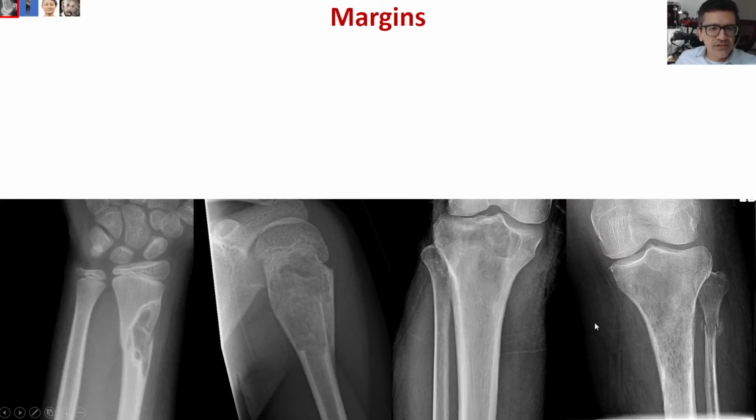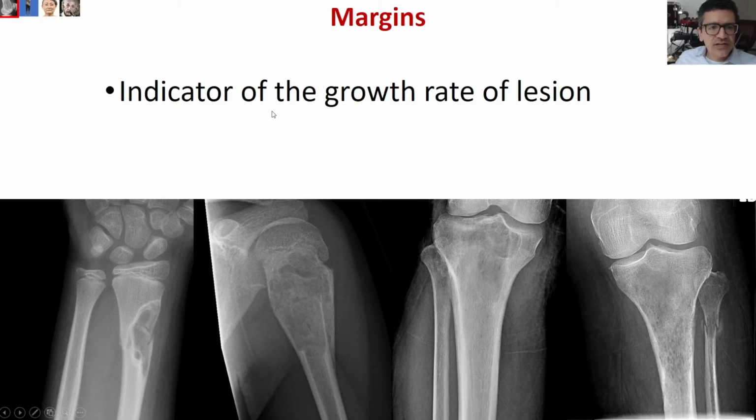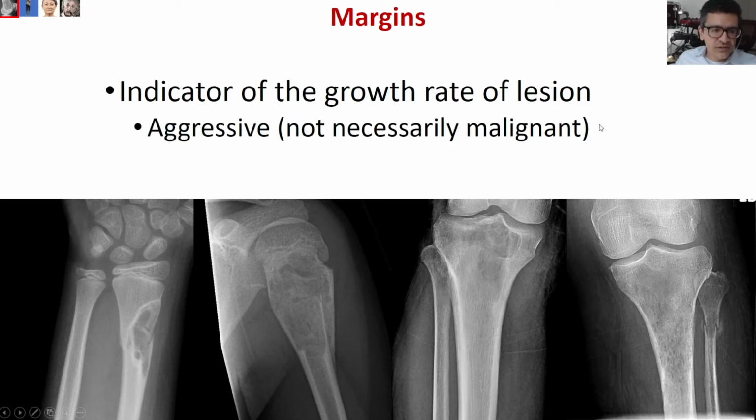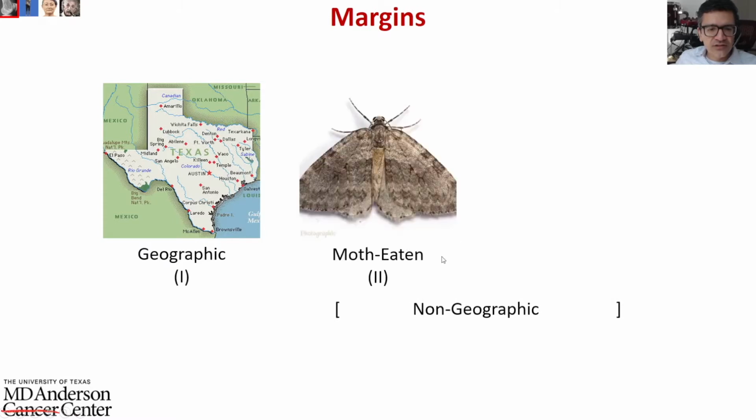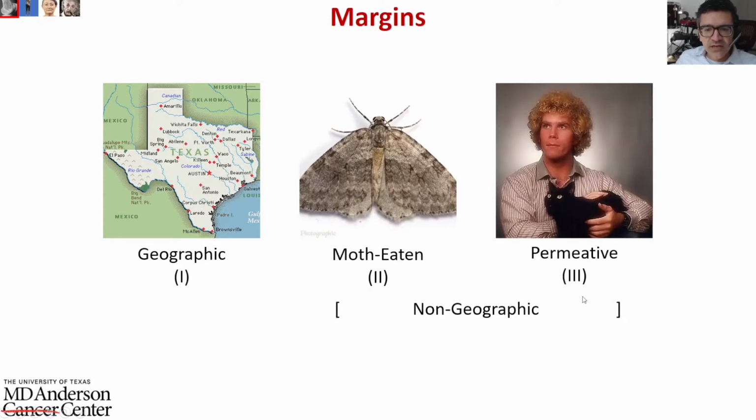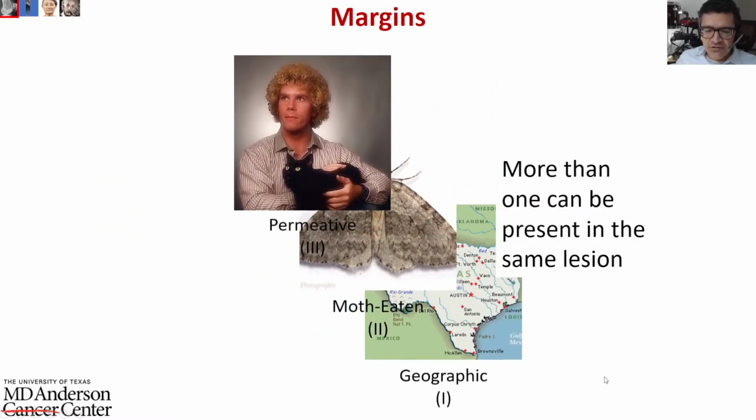First, we'll talk about margins. Here are some examples of different lesion margins from least aggressive to most aggressive. Lesion margins are an indicator of the growth rate of the lesion, and we divide those into aggressive and non-aggressive. Margins can be classified as geographic or non-geographic. The non-geographic lesions in turn are subdivided into moth-eaten and permeative. When faced with a lesion with different margins, what you want to consider is the most aggressive type of margin to help you correctly classify the lesion.